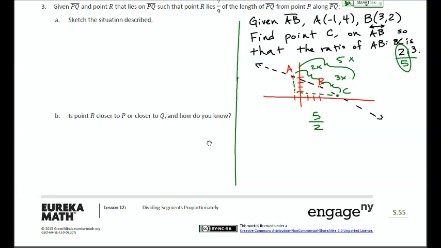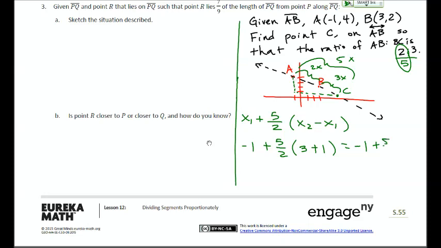Let's try this with the ratio of 5/2 because the point I'm looking for, C, is not in between A and B. So I'll start off, again, I have x of 1 plus the ratio, and here's my ratio, times x of 2 minus x of 1. So if I start there, I have negative 1 plus 5/2 times 3 minus negative 1. And that gives me negative 1 plus 5/2 times 4. And half of 4 is 2. And so I have negative 1 plus 10, which is 9.